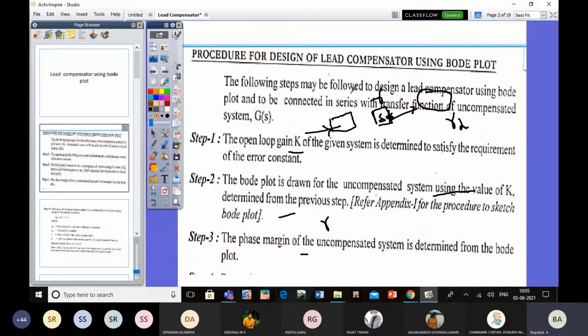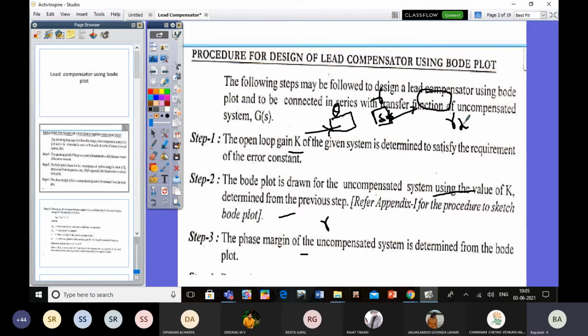How much phase angle has to be contributed by the compensator to meet the desired phase margin, that is called theta. Theta is the phase angle contributed by the compensator to meet the desired criteria or desired level. That we are going to identify. How to determine the theta value? Can you check and tell me? What is the theta value? What is theta?